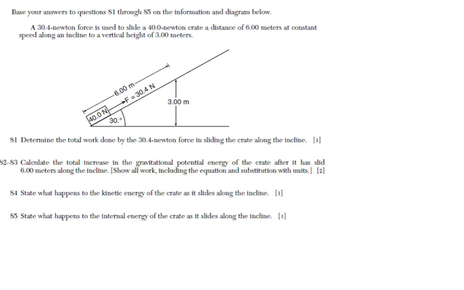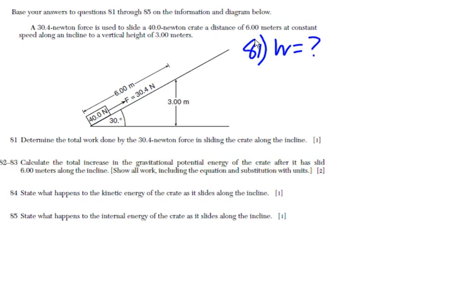A 30.4 Newton force is used to slide a 40 Newton crate a distance of 6 meters at a constant speed along an incline to a vertical height of 3 meters. 81. Determine the total work done by the 30.4 Newton force as the crate slides along the incline. So we're looking for work. So for 81, we want to know work.